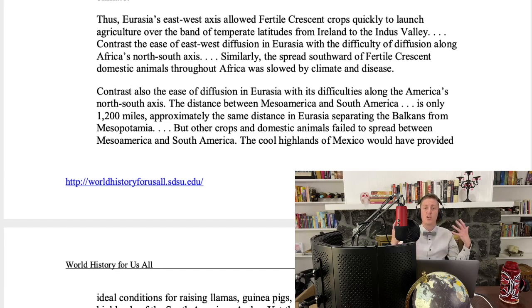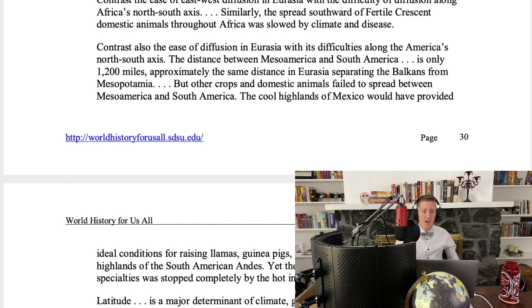So all the things we just mentioned about plants and animals, similar seasonal variations and similar climate, are an east-west similarity. Similar seasons do not exist north-south. Contrast also the ease of diffusion in Eurasia to its difficulties along America's north-south axis. The distance between Mesoamerica and South America is only 1,200 miles. That's the difference between South America and Mexico, Mexico meaning Mesoamerica. That's only 1,200 miles.